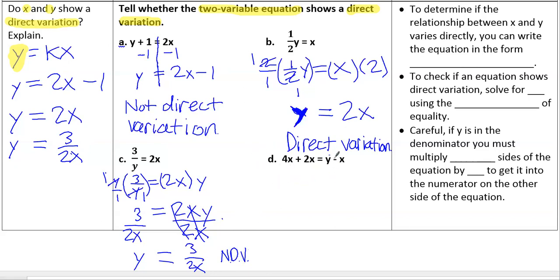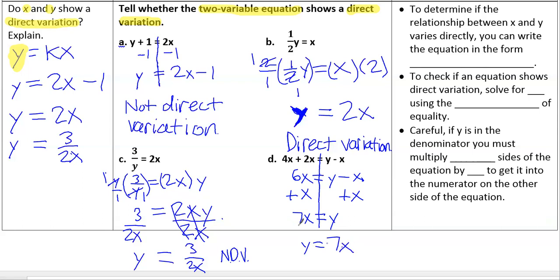Okay, this one, whoa, what a mess. Hopefully you know this. You can combine like terms before we start. 4x plus 2x is 6x is equal to y minus x. I almost have x or y by itself. What do I need to get rid of? Minus x. Can I add x to both sides? Sure, you can do that. What's 6x plus 1x? 7x equals y. I'm going to flip that around.